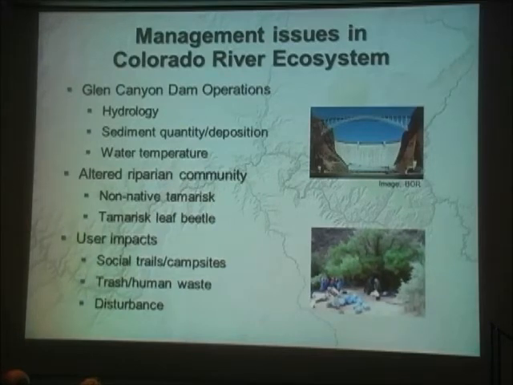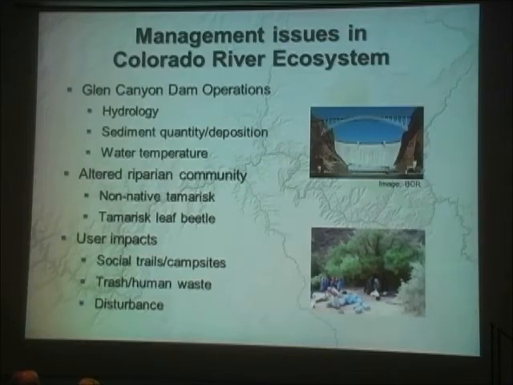We also know that the riparian community has been dramatically altered. I'll talk about this in a few slides as well. And also user impacts. Because of the high level of use we have, and because within the river corridor that use is concentrated in relatively small areas, it has resulted in some significant degradation at those sites. So we've got issues with social trails and illegal camps, improper disposal of trash and human waste, and just general disturbance created by visitors, both for wildlife and other visitors as well.